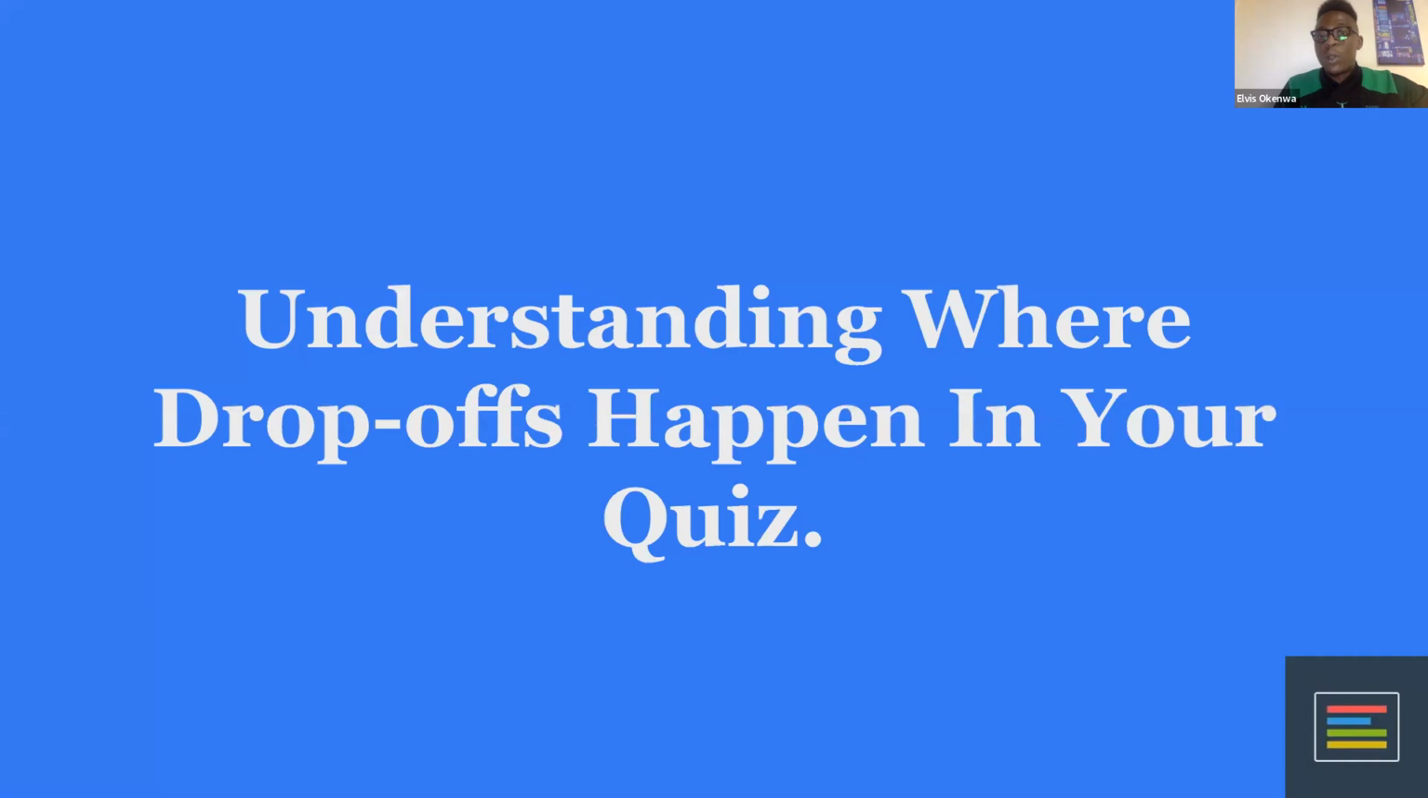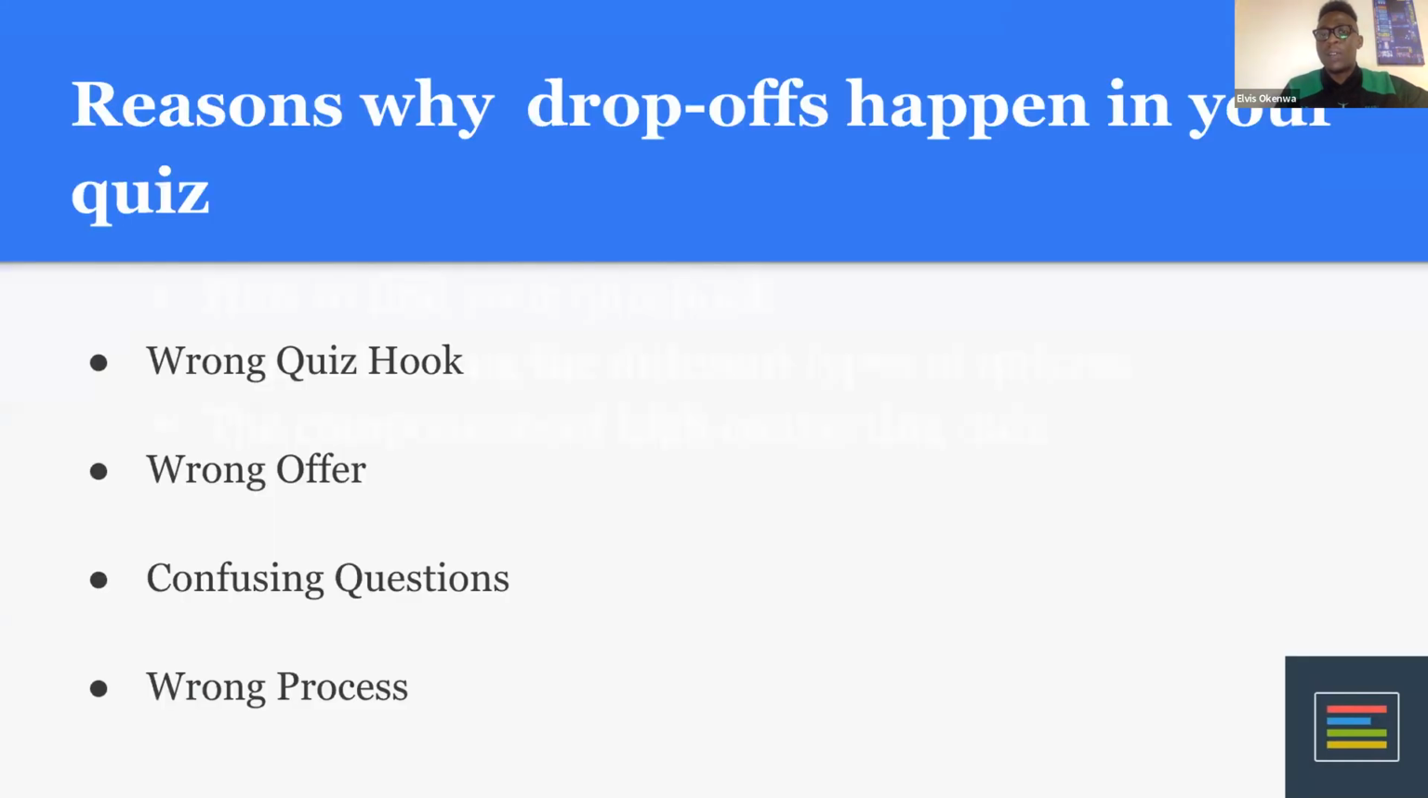So first, we're going to be looking at how you can identify where drop-offs happen in your quiz. But before we delve into this, I would like us to first look at some of the reasons why drop-offs happen in your quiz in the first place. Now, the first reason is wrong quiz hook. We already spoke about this before in the previous workshops, that the wrong quiz hook will attract the wrong type of people to your quiz. And you want to attract the right type of people to your quiz in the first place. So the wrong quiz hook is the first reason why drop-offs happen.